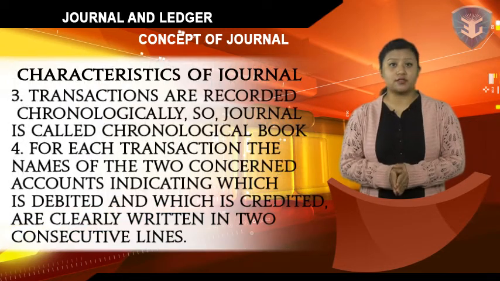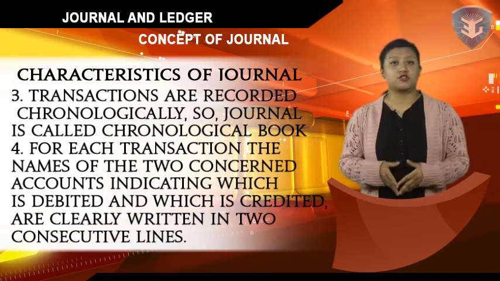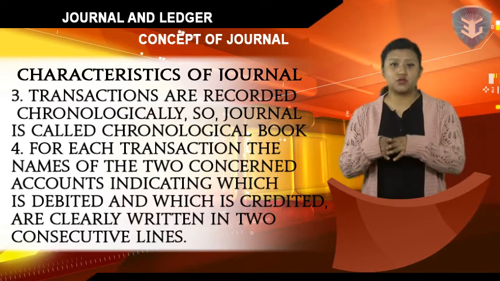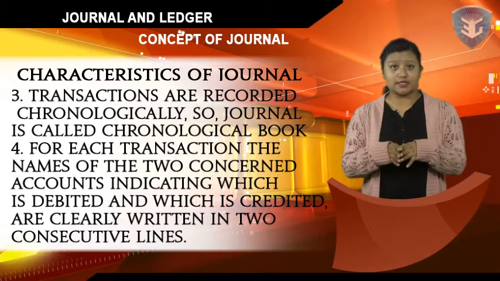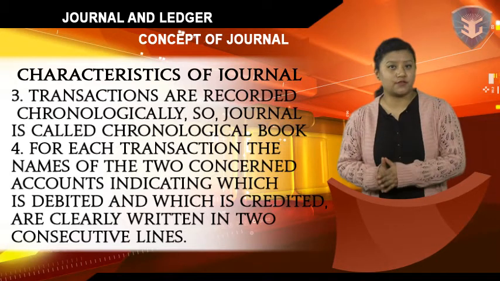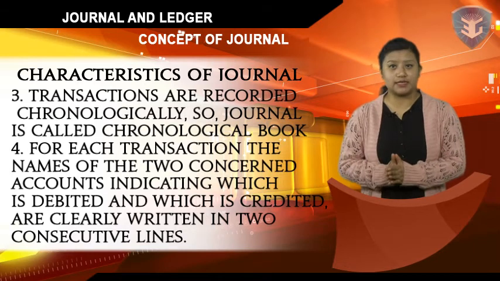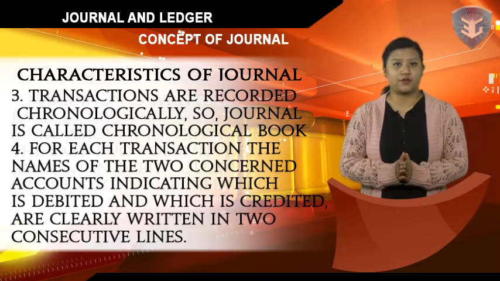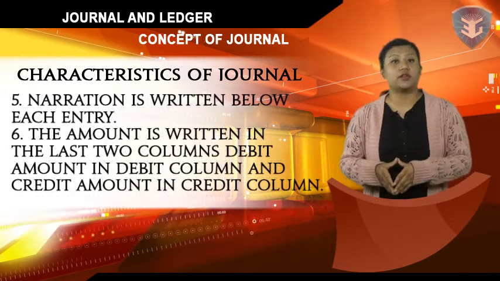Transactions are recorded chronologically, so the journal is called the chronological book. For each transaction, the names of the two concerned accounts, indicating which is debited and which is credited, are clearly written in two consecutive lines. This makes ledger posting easy. That is why a journal is called the assistant to the ledger or subsidiary book. Narration is written below each entry.